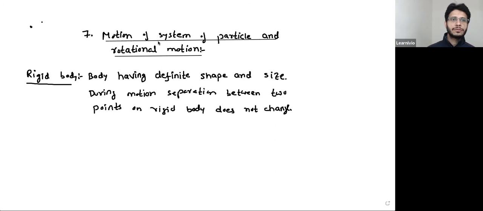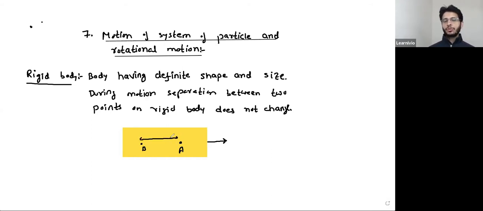So if this is a rigid body, and I'm saying that this rigid body is in motion, and I put 2 points anywhere on the rigid body, this is point A and this is point B, then during motion, the separation between these 2 points will not change. If the separation is not changing, then only you will say that the body is rigid. Otherwise, the body is not a rigid body.